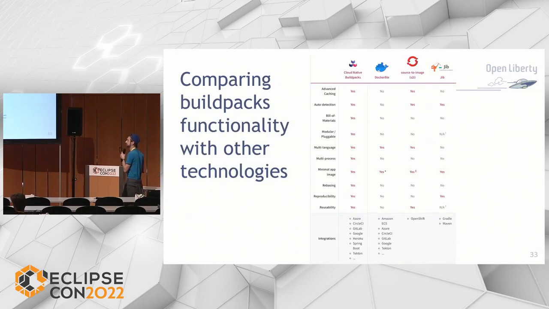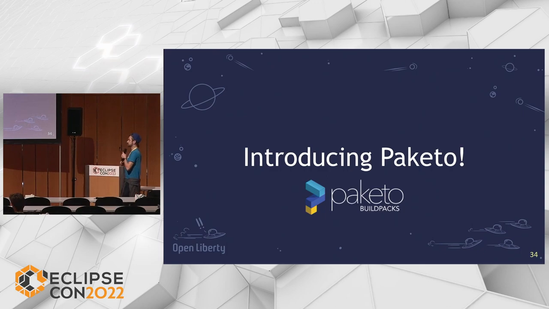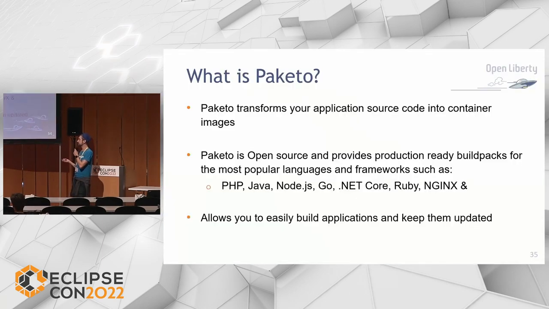If you were to compare build packs to some other technologies that can do similar things, you can see there is a lot of functionality that build packs have that the other technologies don't. So, introducing Paketo. Paketo is what builds the build packs. It transforms your application source code into a container image, and supports the main languages: PHP, Java, Node.js, Go, .NET Core, Ruby, etc. And it really does make life a lot easier.